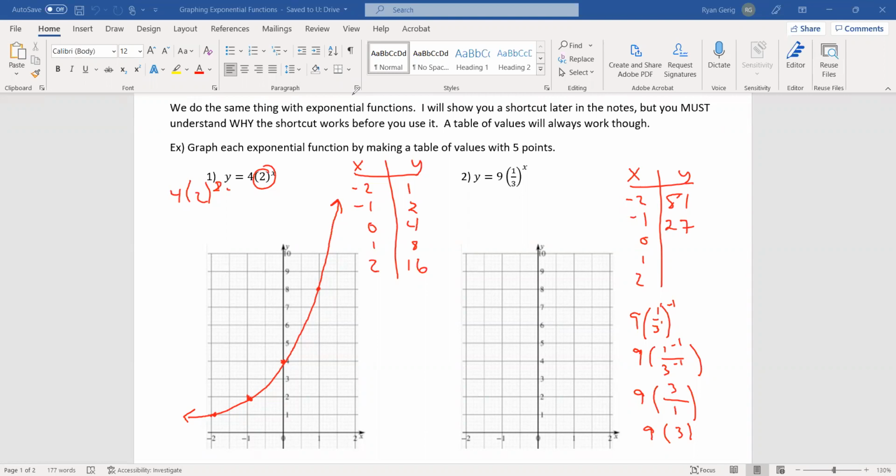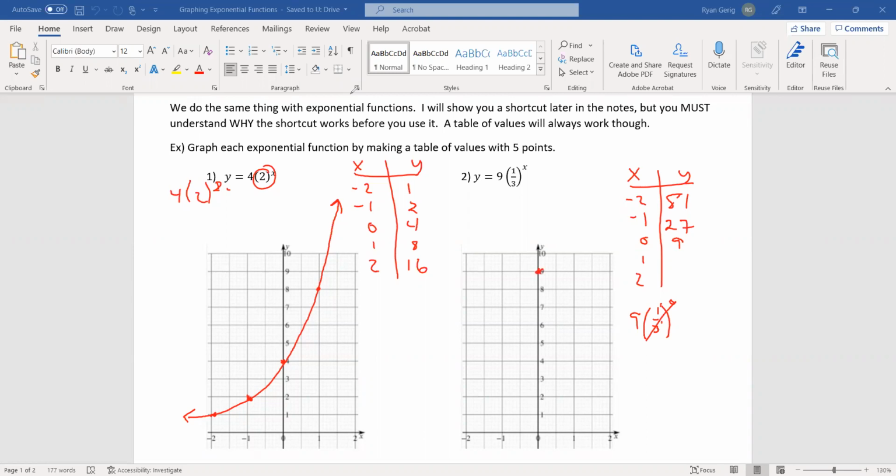0. I'll put 0 in for your exponent. 1/3 to the 0 power is going to be 1. That whole thing cancels out. 9 times 1 is 9. And that's the first one that actually fits on the graph. I'm going to go ahead and put it there.